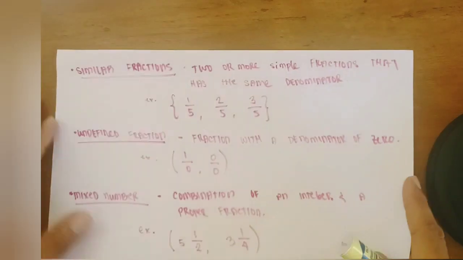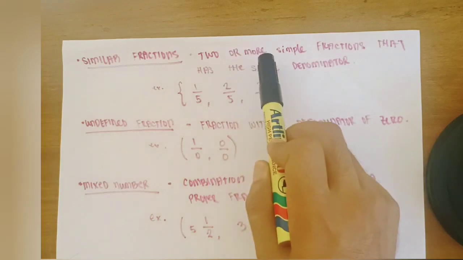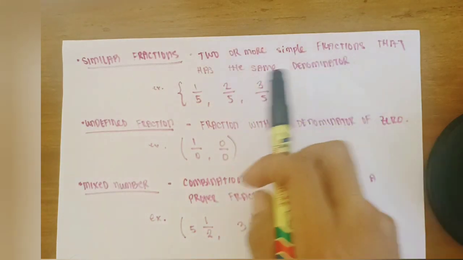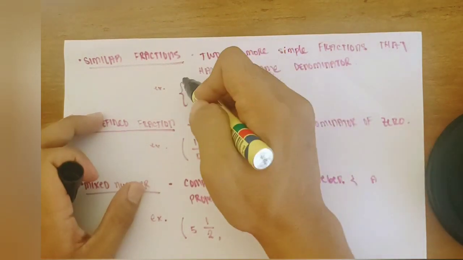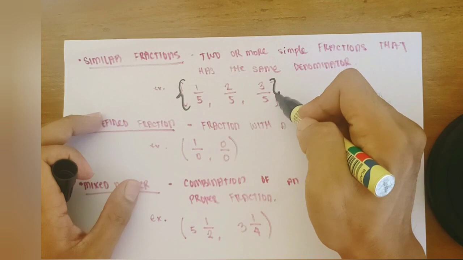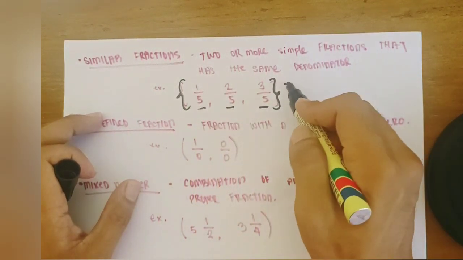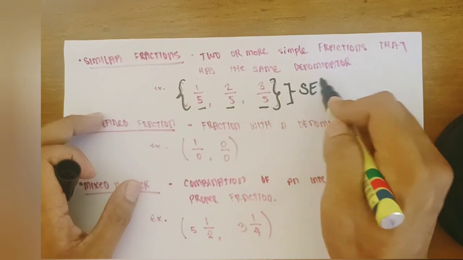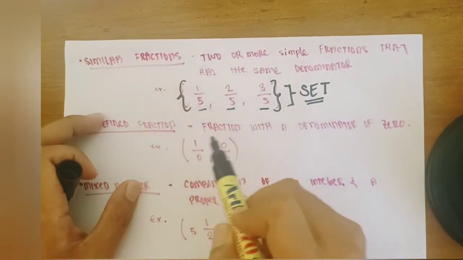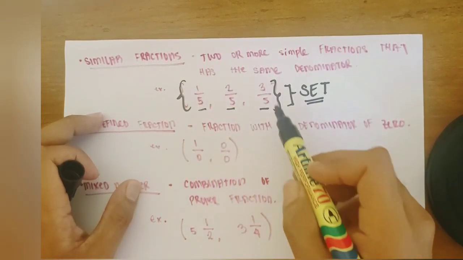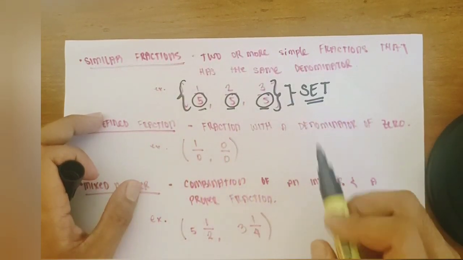Next, similar fractions. Similar fractions is when two or more simple fractions that has the same denominator. So, ito naman, pag nakakita kayo ng ganitong two curved lines na pinapagitnaan ng mga numbers, it means this is a set. Set yan. A set of numbers. So, ang set of numbers na to, meron siyang 1 over 5, 2 over 5, and 3 over 5. This is all a similar fraction kasi yung denominator nila pare-pareho.